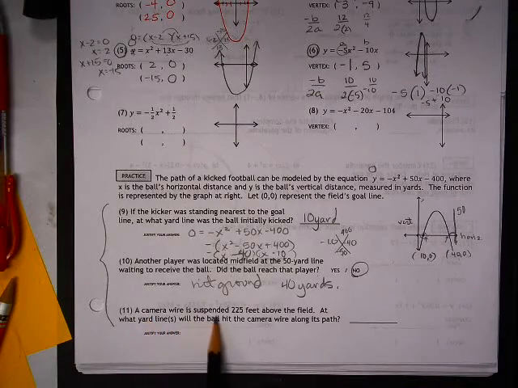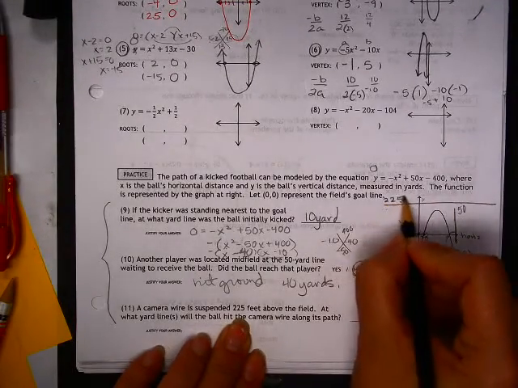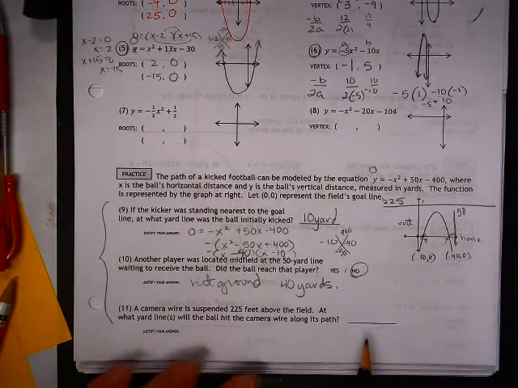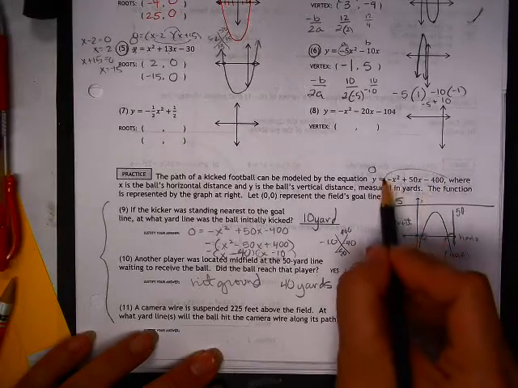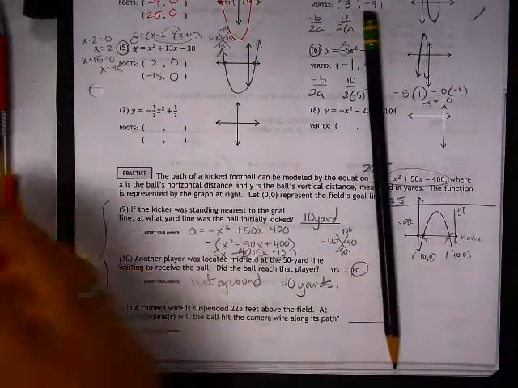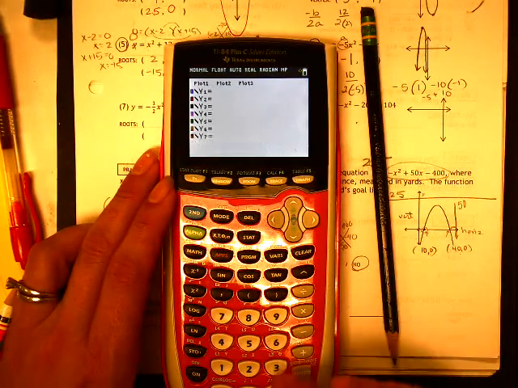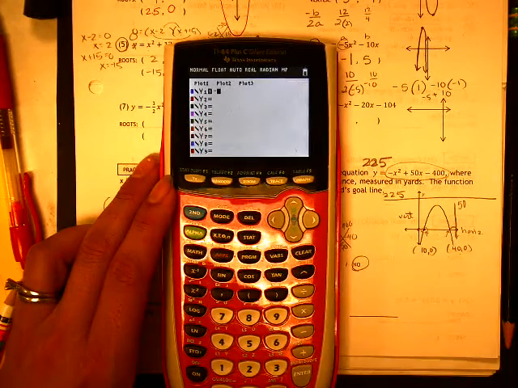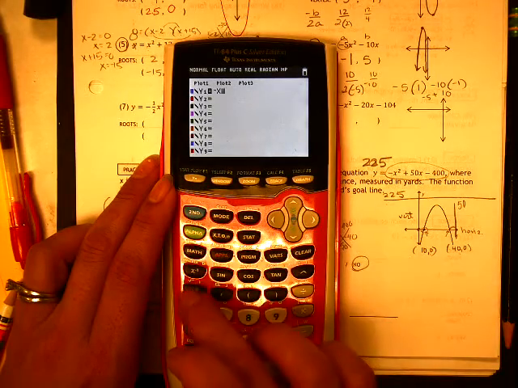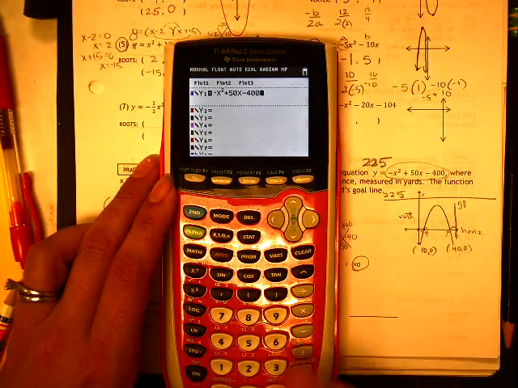The last one says a camera wire is suspended 225, so somewhere up here, 225. At what yard lines will the ball hit the camera wire along its path? For this one here, what we want to do is we want to figure out when it is that this is equal to 225. So we have some options. We have our graphing calculators, so we can go ahead and plug this in and use our table, so I'm going to do that. So we have negative, we need to make sure we have the negative button and not the minus, x squared plus 50x minus 400.